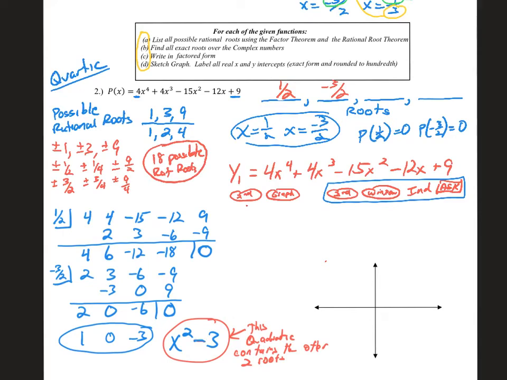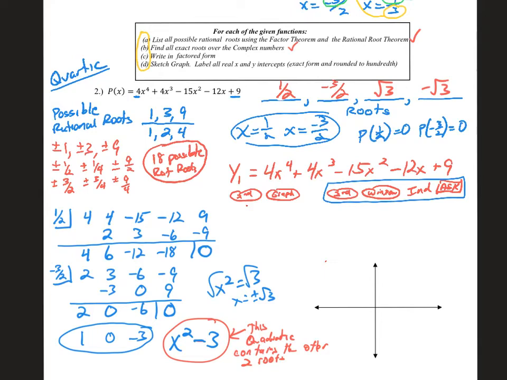Okay. So to find those other 2 roots, you can see that's not a hard quadratic to solve. We add the 3, we square root, and we get plus or minus rad 3. And there it is. There are our roots: 1/2, -3/2, rad 3, and negative rad 3. So what have we done so far? We did part A. We wrote down those possible rational roots using the factor theorem and rational root theorem. We found all the roots over the complex numbers. They happen to be all real roots.